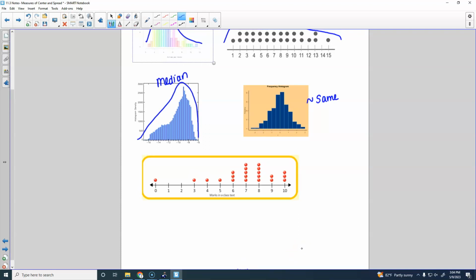And what about the last one? Median will be higher on this one, because mean is always pulled towards the tail. This one definitely has a tail over here on this left side.